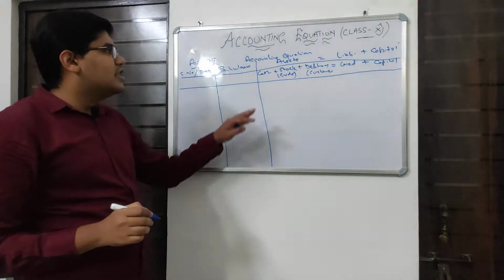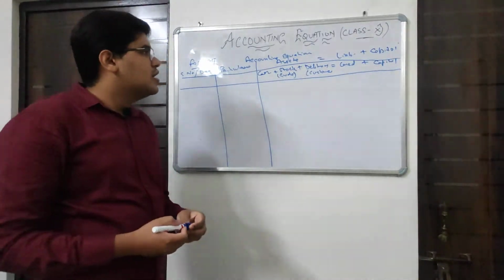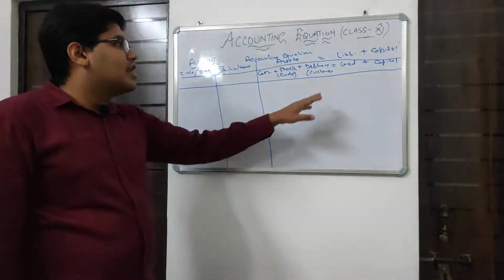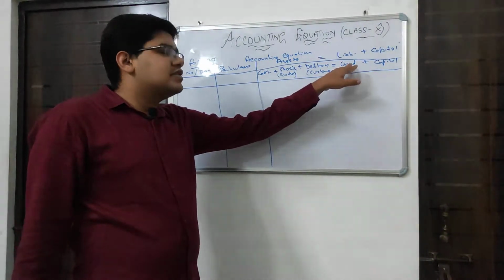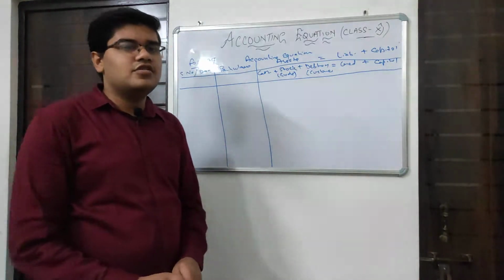Assets could be anything, but the main three assets are cash, stock, debtor. Depending upon the question, it can be building, typewriter, machinery, etc. So we can adjust according to that. And in liability it could be anything, but mainly it is creditor, and capital will be capital, since it is an internal liability as already told.